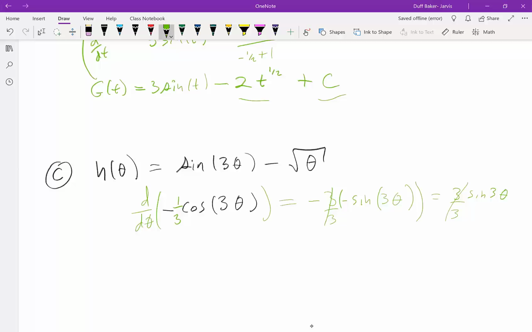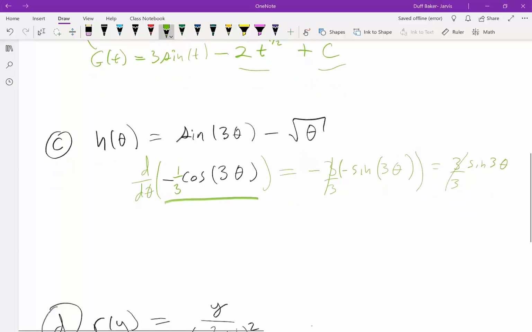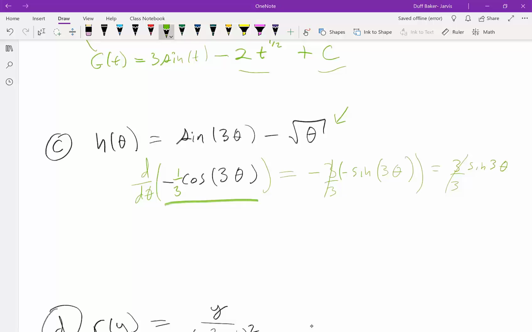Okay, so we would expect that the antiderivative of the first one, so we kind of had to undo the chain rule here. And the second term we can think of as being theta to the 1/2 power.